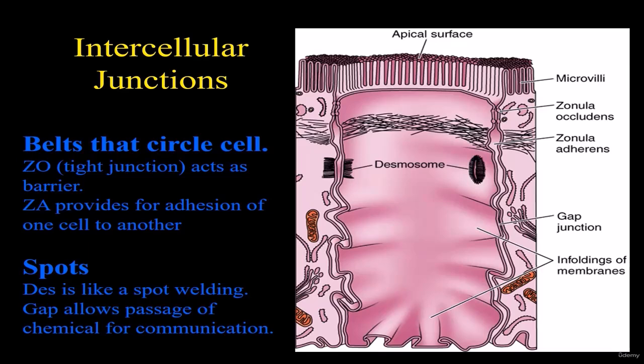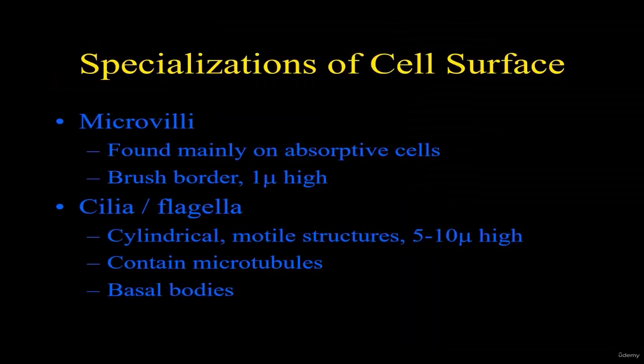Intercellular junctions: a tight junction acts as a barrier. Desmosomes provide for adhesion of one cell to another, like spot welding. Gap junctions allow passage of chemicals for communication. These spots give chemicals the chance to pass between cells. That is the gap junction. A specialization of the cell surface.